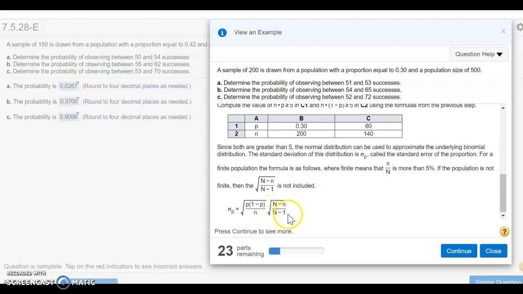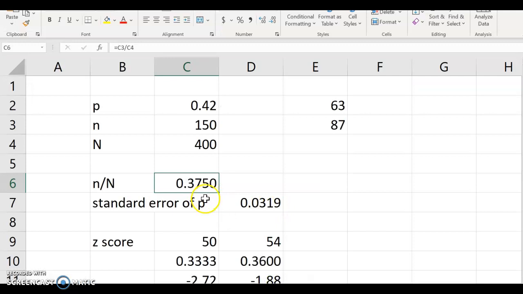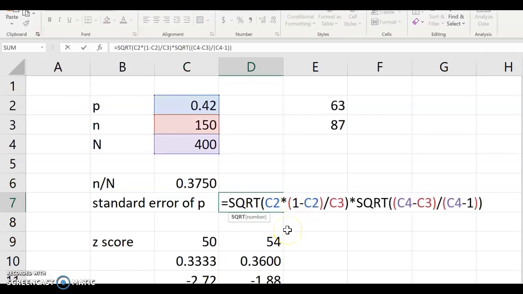over N minus 1. So we're going to calculate the standard error of our proportion because this is needed so we can get our z-score. So let's do the standard error of the proportion, and it may just be rounding. Sometimes that can throw the answer off, so just make sure you round to what they're asking for. The standard error of the proportion.